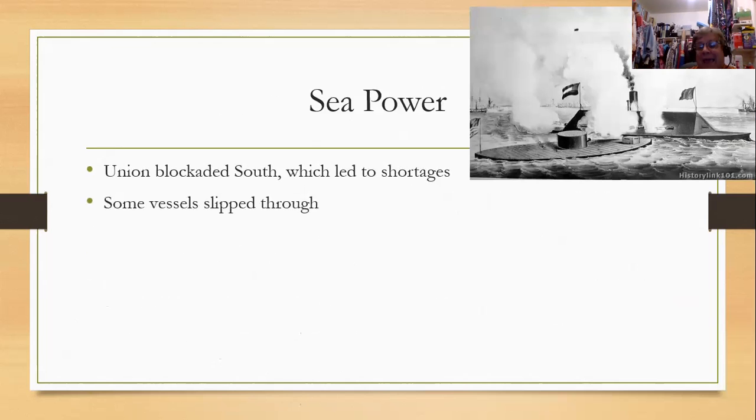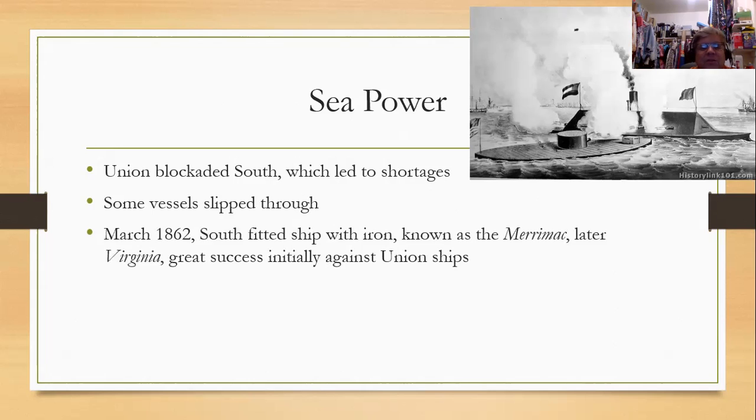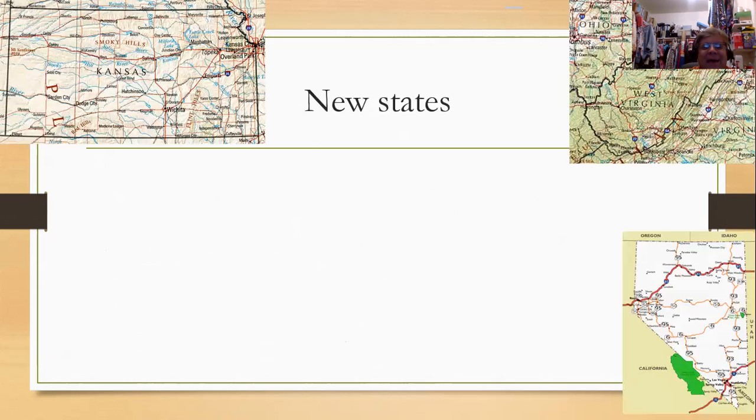The Union had the Navy because the South seceded. The North has the Navy, and they blockade the South, and some vessels were able to slip through. And then in March of 1862, the South fitted a ship with iron known as the Merrimac of Virginia. And it had success until it fought the Monitor, a northern ship, and that was a draw, but that really stopped the power of that ship.